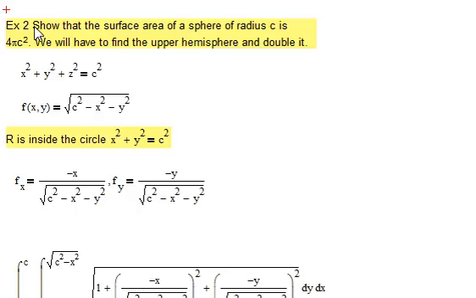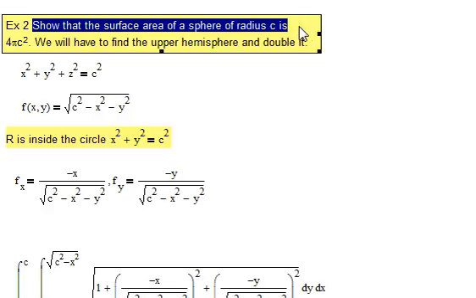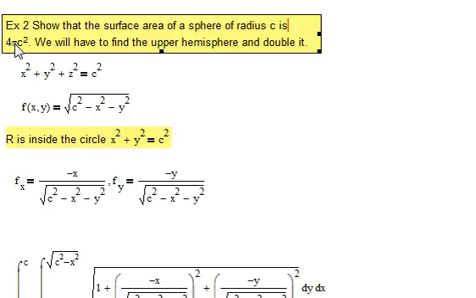Here's another example. Archimedes probably knew this one, but I'm not sure that he did. He didn't have quite the algebra that we do today, so this is going to be a little easier than what he would have had to do. But show the surface area of a sphere of radius c is 4 times pi times c squared. What we're going to do is find the upper hemisphere and then double it, so that'll give us the entire sphere.